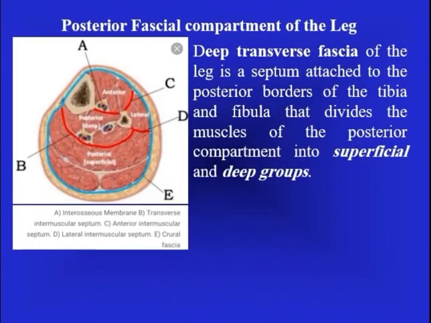Now we start studying the posterior fascial compartment of the leg. The deep transverse fascia of the leg is a septum attached to the posterior borders of the tibia and fibula that divides the muscles of the posterior compartment into superficial and deep groups. In this figure, we show the anterior fascial septum, the posterior fascial septum, and this is the deep transverse ligament.